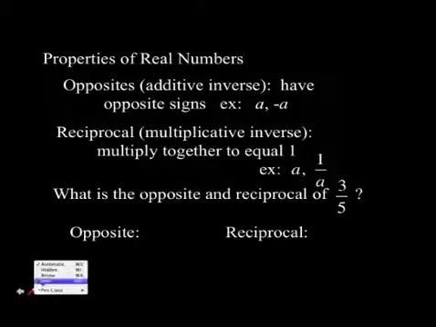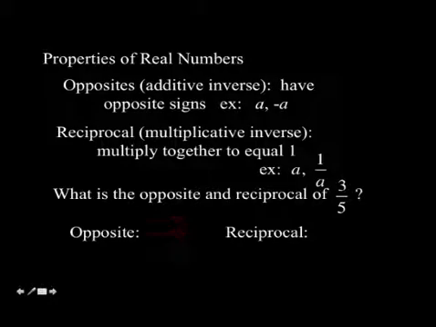We have 3/5. Well, if we want the opposite, that's a positive 3/5. We just need to have negative 3/5. And that's how we get our negative. For the reciprocal, remember the numerator becomes the denominator and the denominator becomes the numerator. So this will become 5 over 3. And I've got them there. So those are our values for that one.